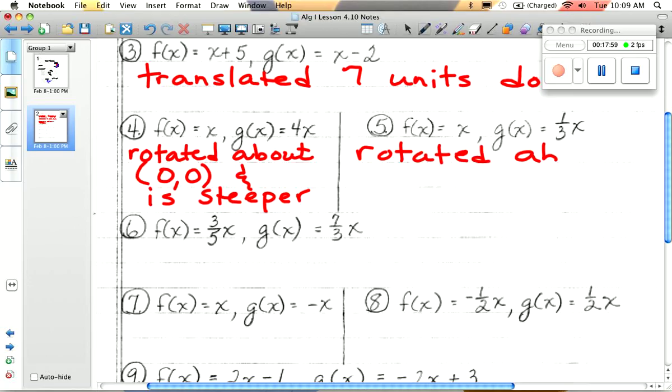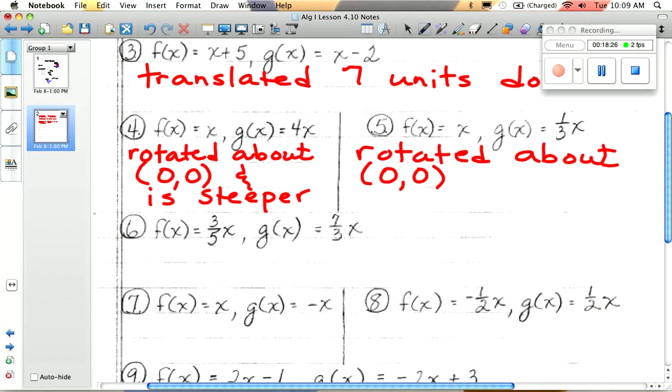Rotated about, how did we decide what it rotated about? Where's its turning point? The y-intercept. Don't say the origin, because be careful. Not always is the origin the y-intercept. So is the origin the y-intercept this time though? Yes, it is. So we can say 0, 0, but you have to think this way. It rotates about the y-intercept.